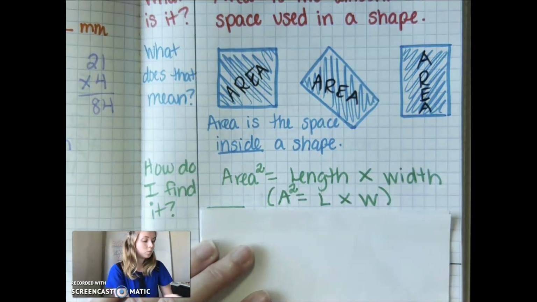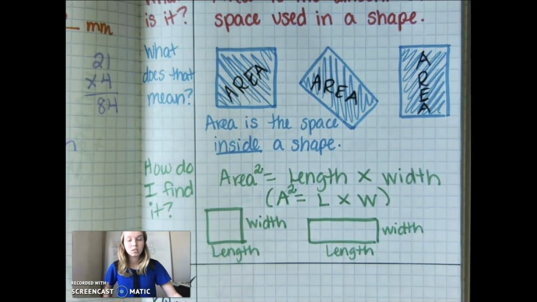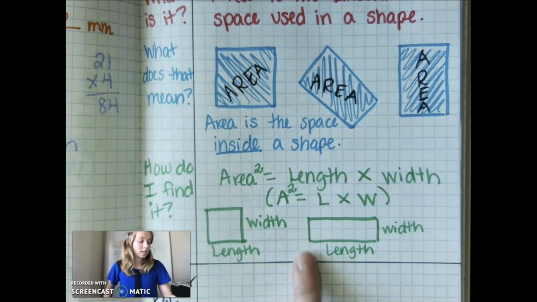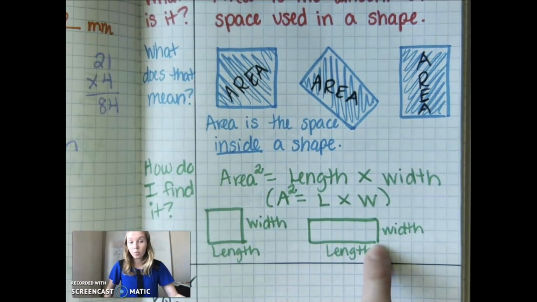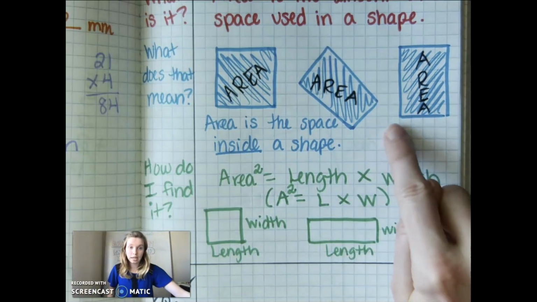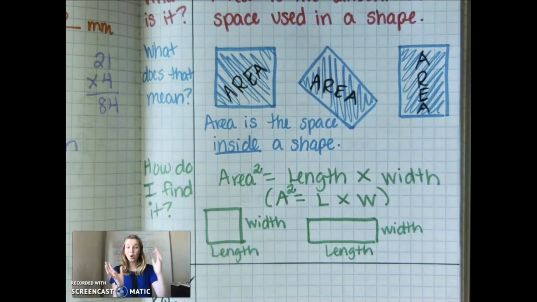So length times width, what exactly does that mean? Well, this is what it looks like. So if I have a square, the length could be across the bottom, the width could be going up the side. If I have a rectangle, the length could be the long side and the width is the short side. Maybe your shape is flipped, like this one. Well, then your length could be this side, your width could be this side. It doesn't matter how the shape is flipped. Width is one side, length is the other.